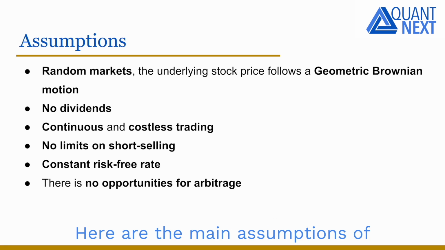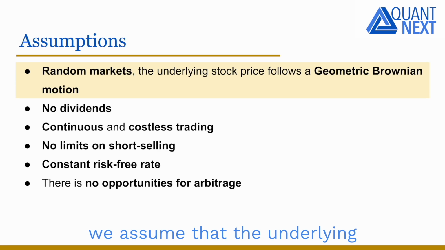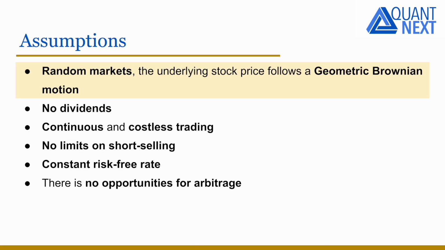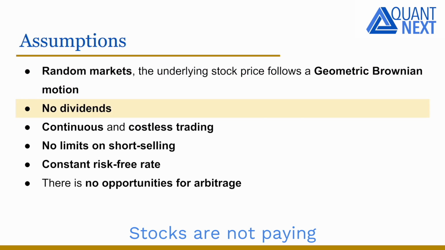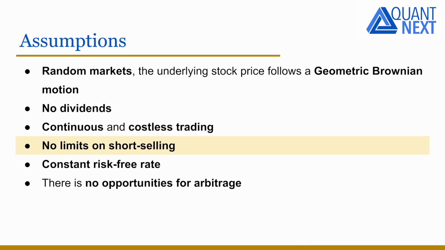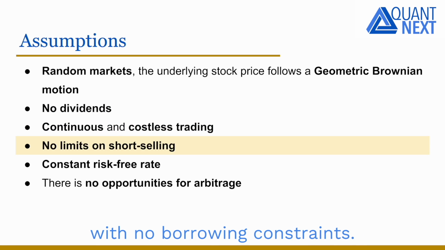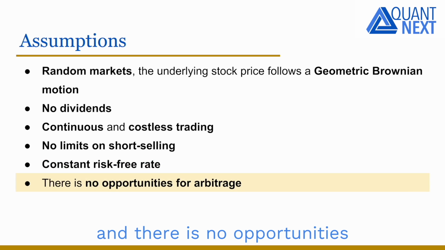Here are the main assumptions of the model. Markets are random, market movement cannot be predicted, and we assume that the underlying stock price follows a geometric Brownian motion. Stocks are not paying any dividend. We can trade continuously with no transaction costs. There is no limit on short selling with no borrowing constraints. The risk-free interest rate is constant, and there are no opportunities for arbitrage in the market.